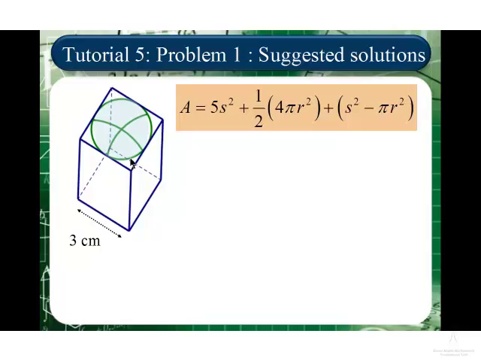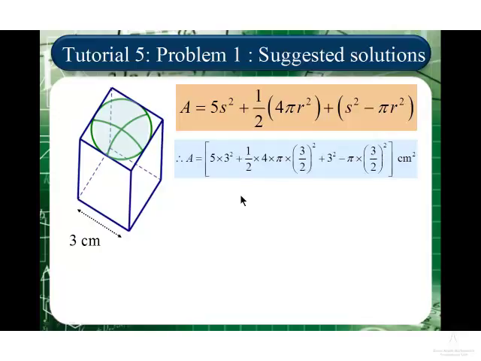And to get that, we need to subtract the area of the circular base of the hemisphere from the square face which forms the top of the cube. And in order to do that, we get the area of the square top of the cube, subtract from that the area of the circular base for the hemisphere that was placed on top of the cube. This gives us then the formula for the surface area for this particular combined solid.